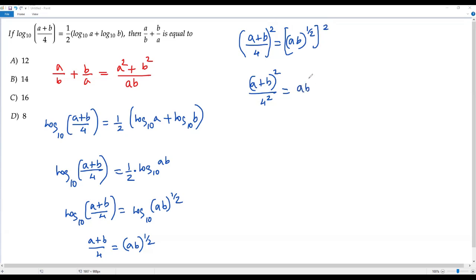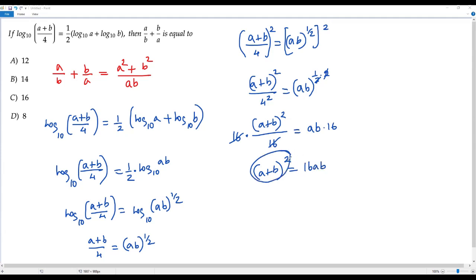So then I'm getting ab raised to the power of 1/2 times 2. I just multiply the two exponents we have over here. This 2 will cancel out. Then I'm getting (a + b) the whole square over the value of 4 square, which is 16. On the right side we have ab raised to the first power, that is just ab. Now let me multiply both sides of this equation by 16 to get rid of the denominator 16 over here. This 16 will cancel out. Then I'm getting (a + b) the whole square equals 16ab. Now we can expand the square of the binomial. Then I'm getting a square + 2ab + b square equals 16 times ab.